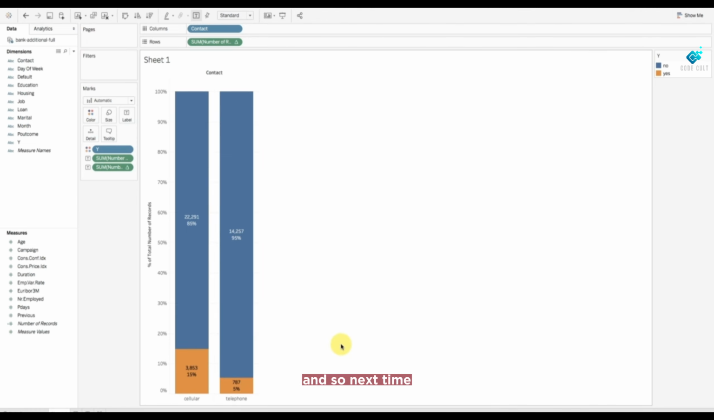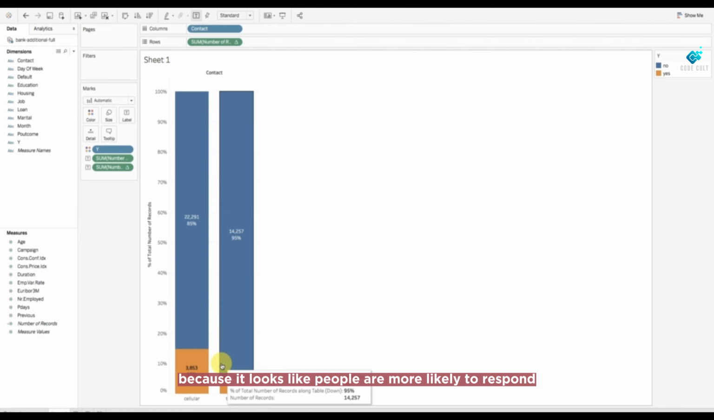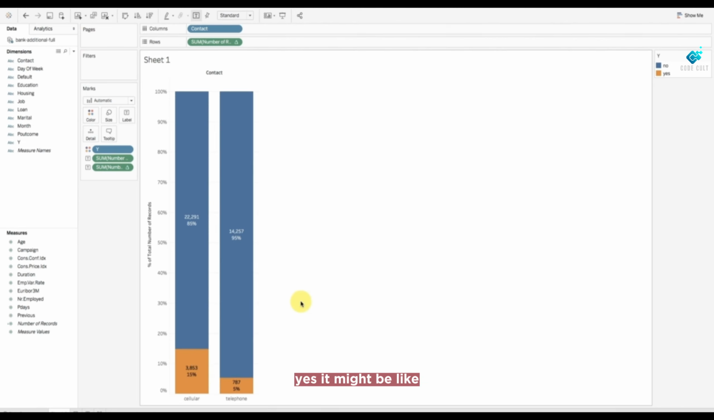And so next time when we contact someone, it's pretty obvious that if we have an opportunity to call on mobile, we should call on mobile, because it looks like people are more likely to respond yes. The reason for it might be that maybe people are more friendly on mobile, or maybe the people who still use landline are not that interested in our product, and the people we contacted by mobile maybe just don't have a landline. And that way we'll just pick out those people that have mobile on their accounts rather than landline.